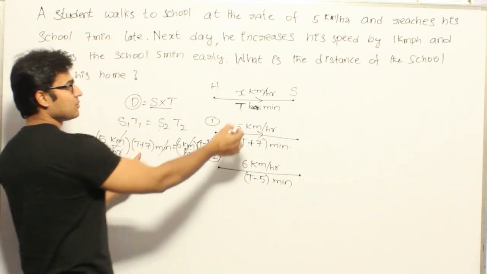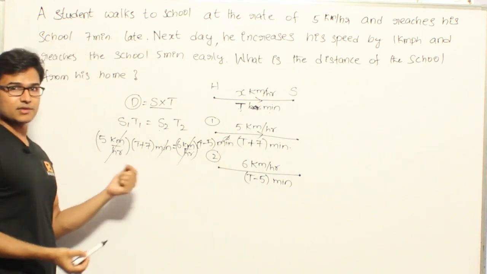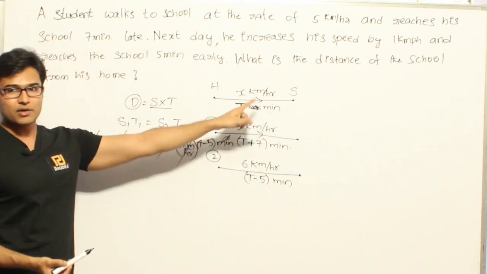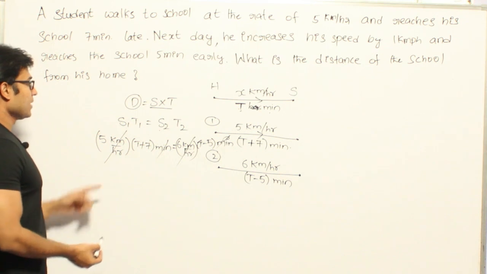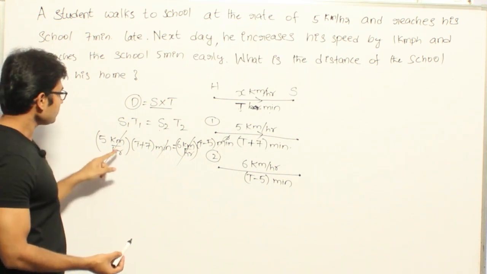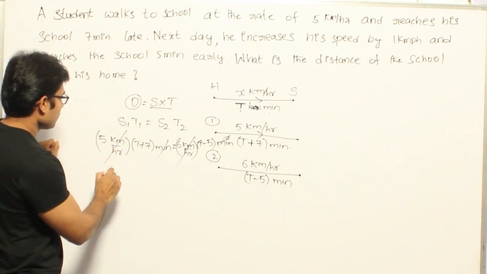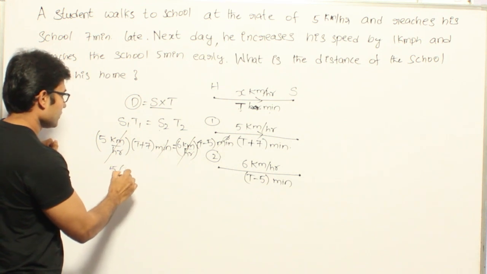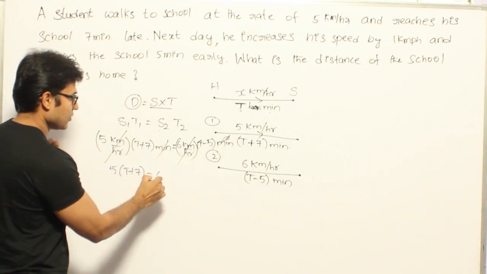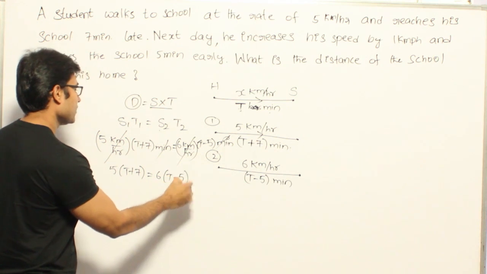So what is it that you assumed? T is in minutes. That is why you can substitute the value of t there and you get the exact time required. Okay, so what is it? 5 into t plus 7 is equal to t into t minus 5.